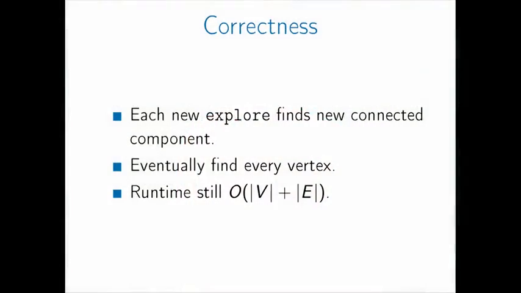Okay, to show that this is correct, we note that each new explore call finds a full new connected component because it finds everything connected to that V. And of course, because V had not been found yet, it was not in a connected component that we'd already seen. Secondly, because of the way the outer loop in depth-first search works, every vertex eventually gets found, because for every vertex we eventually check to see if it's been visited, and if not, we explore it.